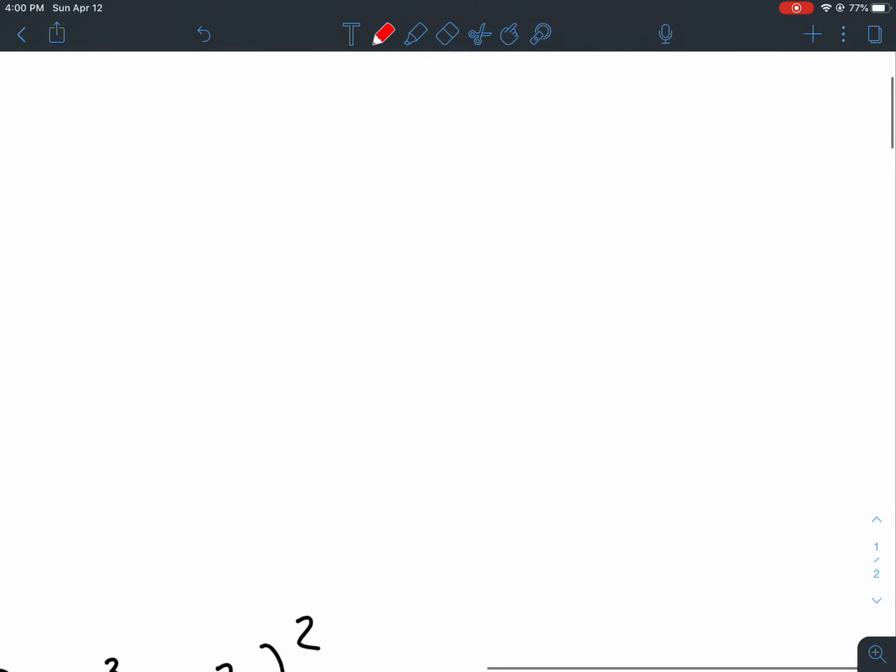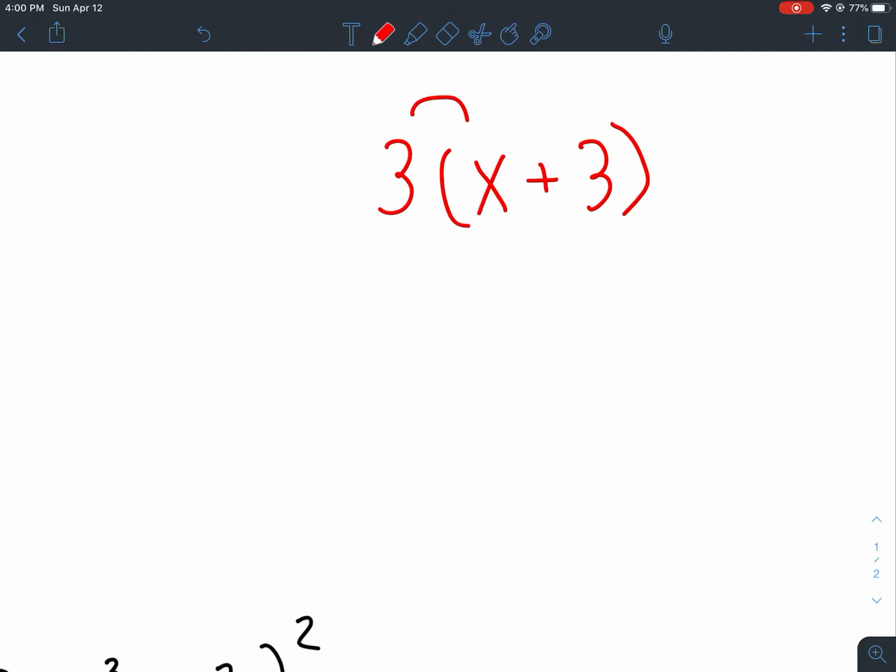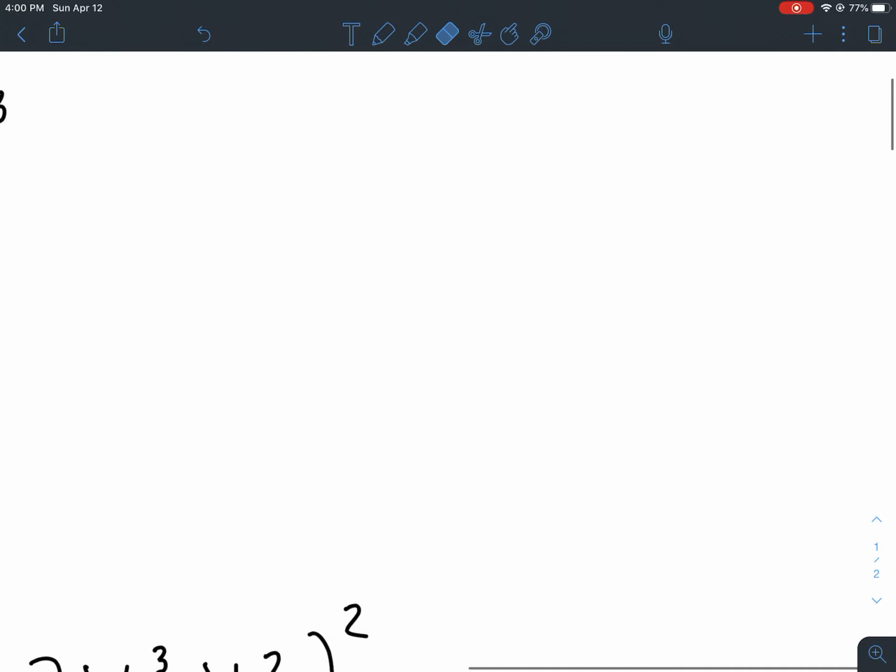Now, just like with regular distribution, right? 3x plus 3, for example, you do 3 times x. Remember that distribution is the operation of multiplication.